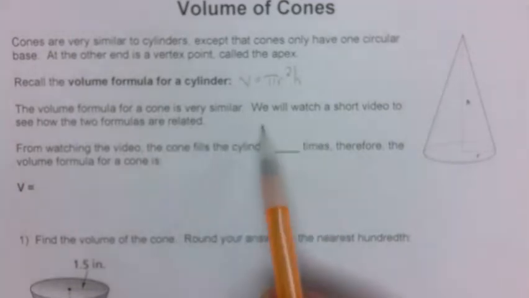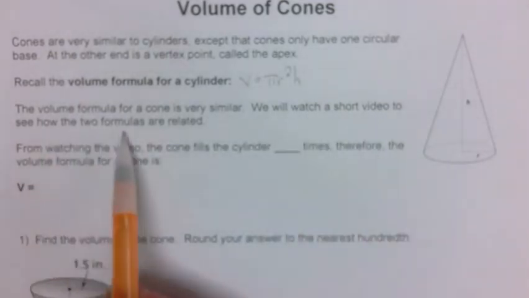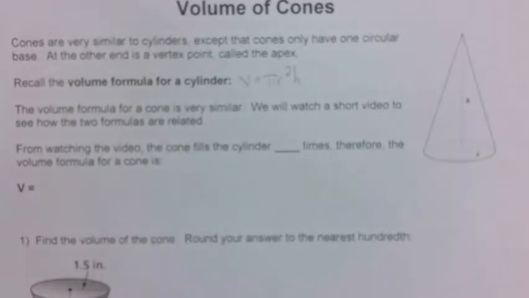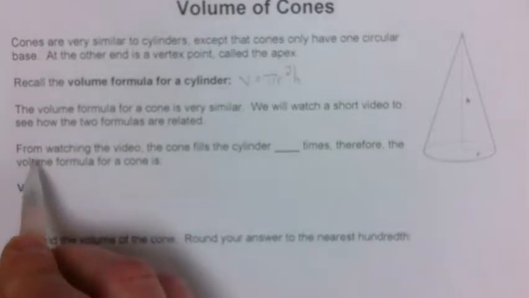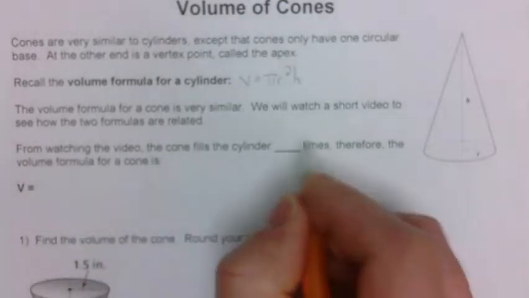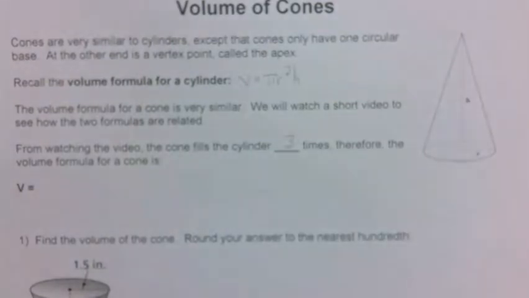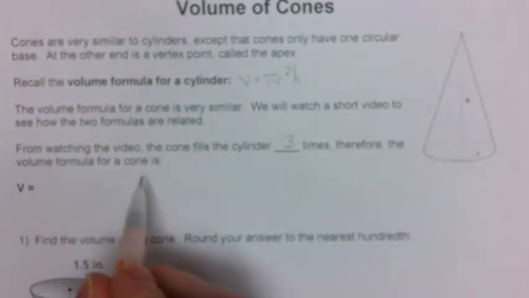Now, in class, we're going to watch a short video to see how the two formulas are related to each other. But the short definition here for the volume formula for a cone is that if the cone has the same radius and the same height as the cylinder, then if I were to fill up the cone and pour it into the cylinder, I would need to do that 3 times in order to fill up the cylinder. So this means, if we fill this in from watching the video, the cone fills the cylinder 3 times. Therefore, the volume formula for a cone is blank.